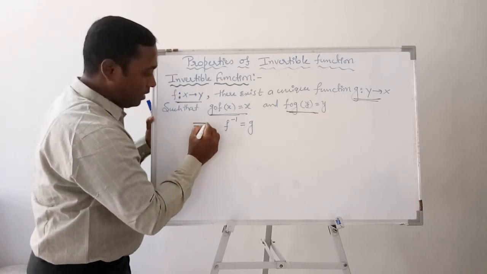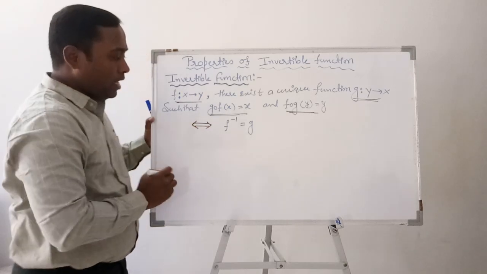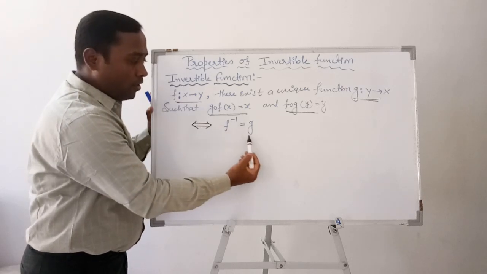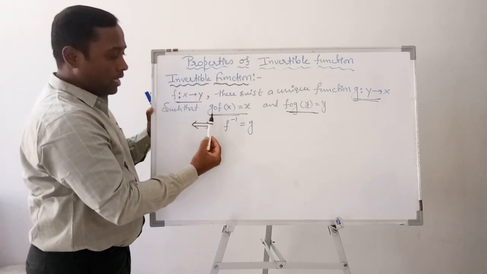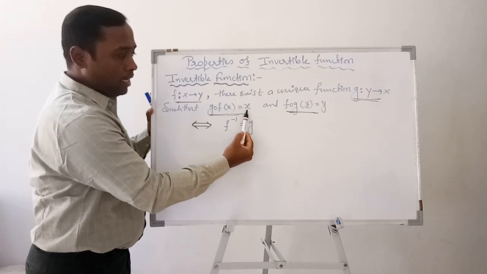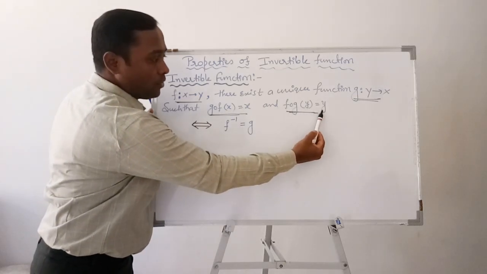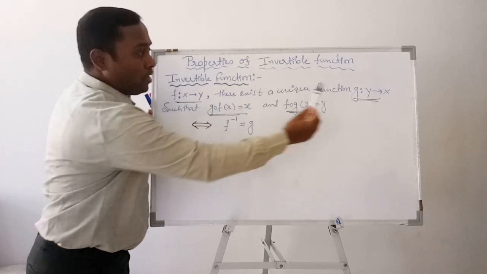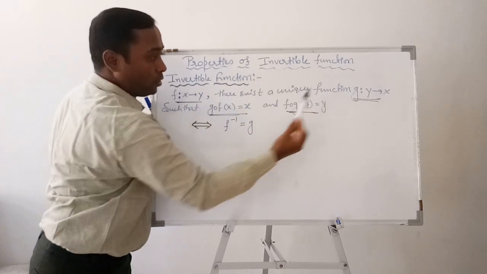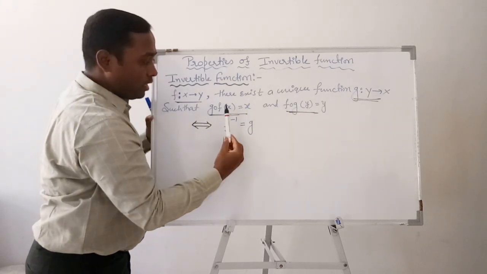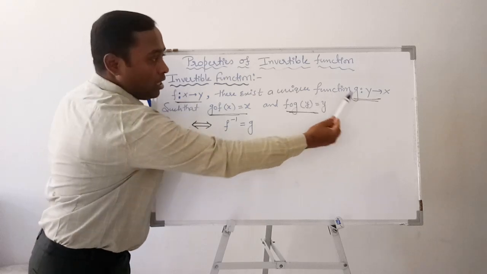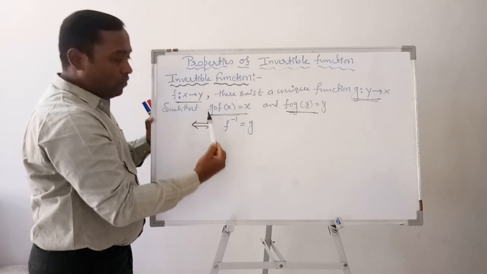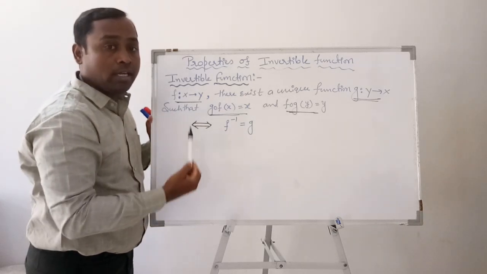I am just modifying the definition a little bit. I am writing here a double implies. What does the double implies mean? If the inverse of the function is g, it also implies that g circle f of x is x and f circle g of y is y. So I can use the definition vice versa. If f is a function and g is another function, and these two functions satisfy these two conditions, hence g is called the inverse of f. Similarly, if g is the inverse of f, we can say these two conditions are universally true.